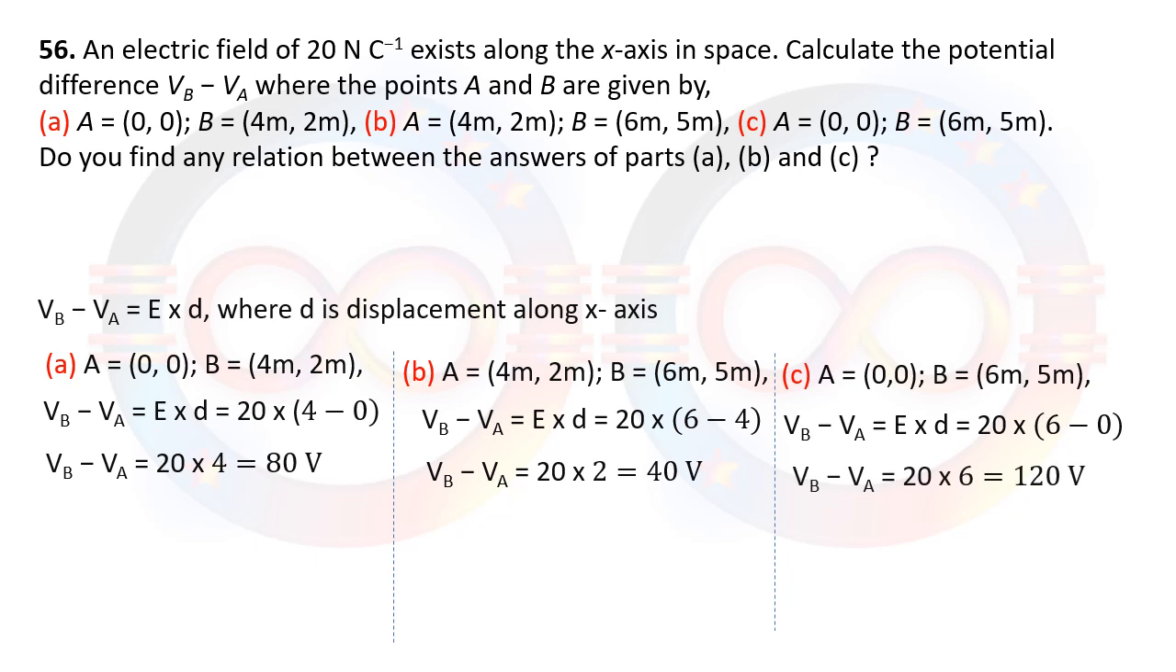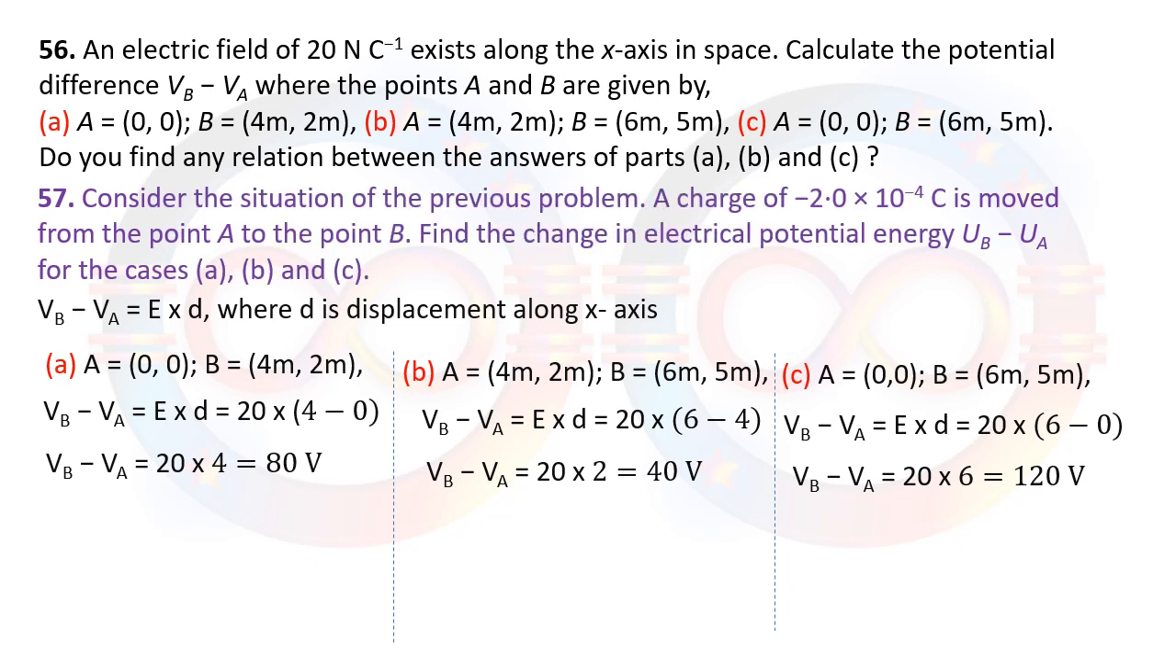In the question, one more part is being asked. Do you find any relation between the answers of parts A, B and C? We can see that the potential difference in part A plus the potential difference in part B is equal to the potential difference we have calculated in part C.